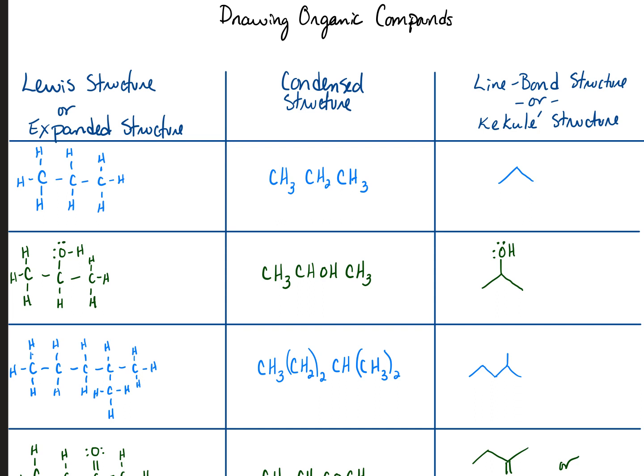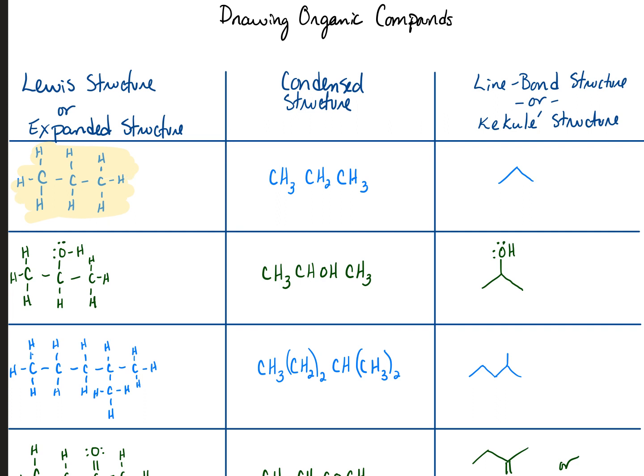So if we start with the expanded structure or the Lewis structure, now notice that the Lewis dot structure would have dots in between atoms. So that bond, when it's just a line, we refer to that usually as the Lewis structure. Sometimes that's referred to as the expanded structure. These are going to list out all of the atoms that are there, including carbons and hydrogens, like all of this stuff would be part of the expanded structure.